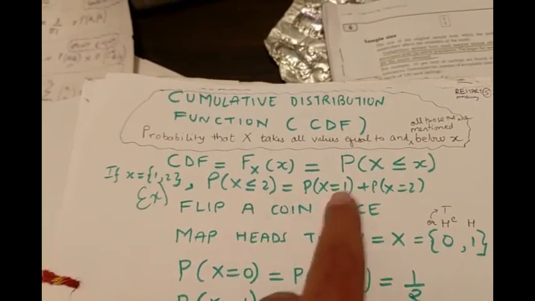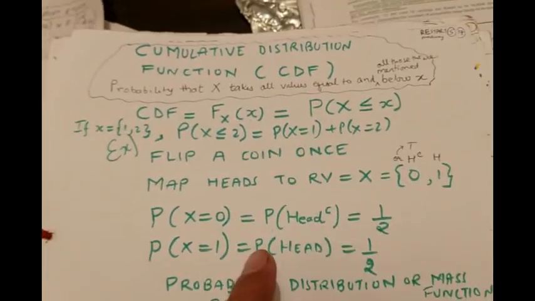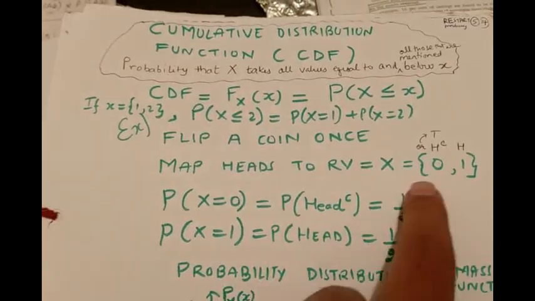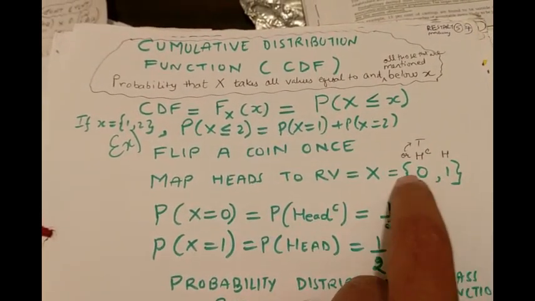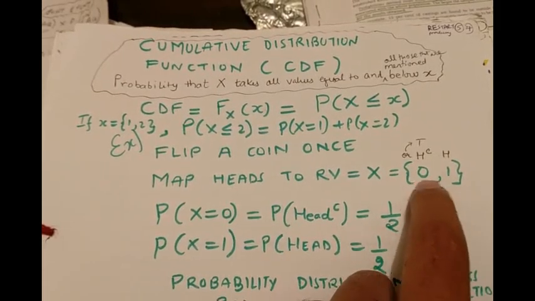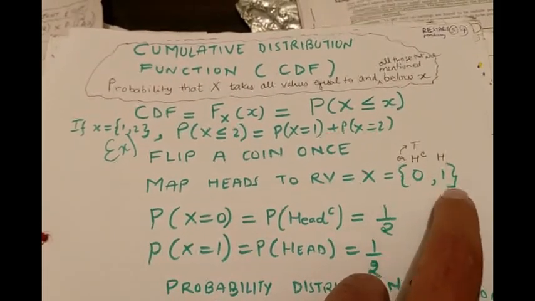Less than or equal to means taking the sum of both. Let us take an example. If we flip a coin, we have mapped the random variable 0 and 1 in ascending order. The purpose of giving them numbers is to assign them levels.